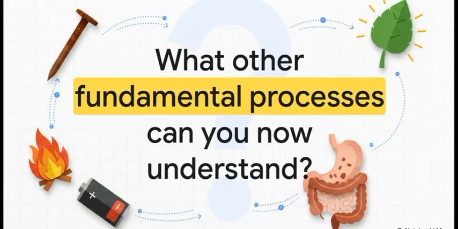So let's go all the way back to the start. That rusty nail, the burning fire, the battery in your phone. You see it now, right? The common thread is the movement of electrons. But it's so much bigger than that. The same thing is happening when your body digests food to get energy and when a plant uses sunlight to grow. Redox reactions are literally everywhere, powering our world. So now that you have this key, this new lens to see the world, what else are you going to figure out?